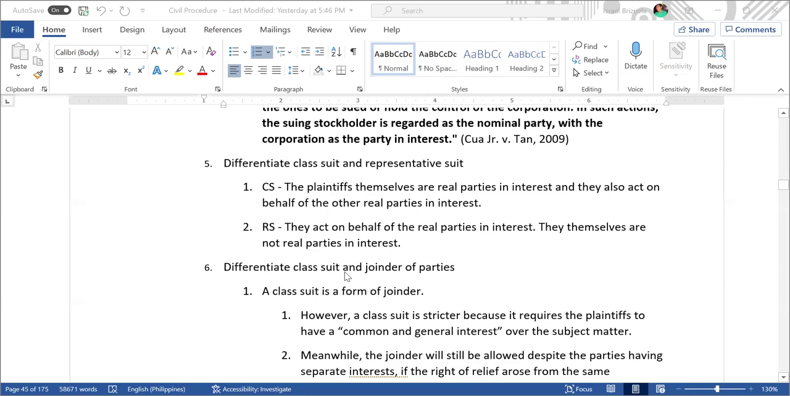Next, differentiate class suit and representative suit. A class suit, the plaintiffs themselves are real parties in interest and they also act on behalf of the other real parties in interest. Representative suit, they act on behalf of the real party in interest. They themselves are not real parties in interest, representatives only.